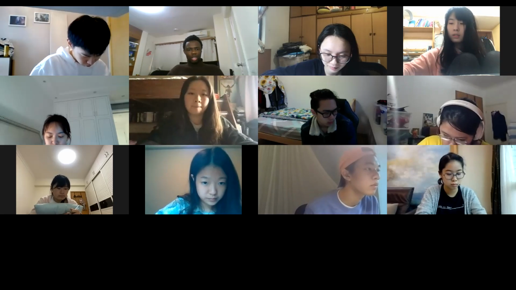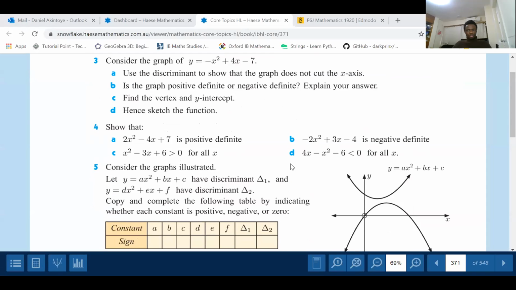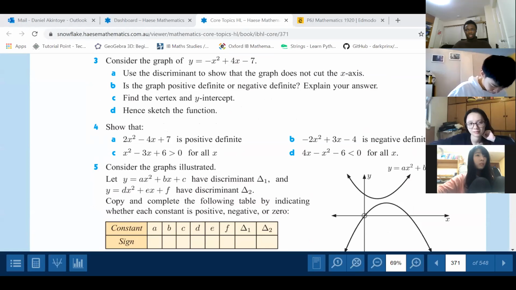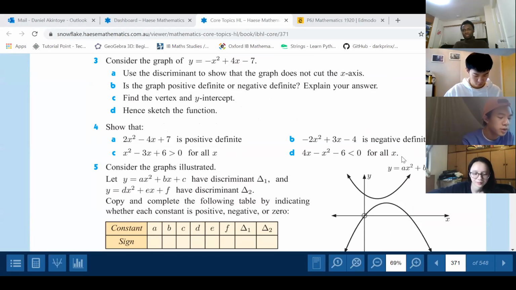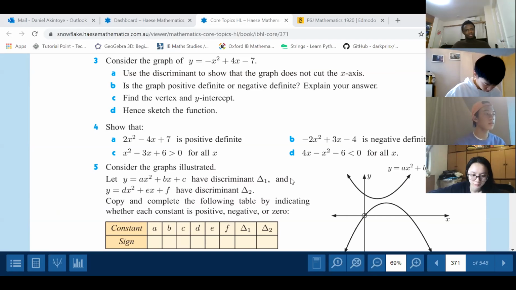So can someone explain to me what this means to them? 4x minus x squared minus 6 less than 0 for all x. What does less than 0 for all x mean? Come on. We don't have all day, guys. It means that it will be negative definite. That's all. It's exactly this. It being negative definite means it will always be negative for all x. So the fact that the words negative definite were not used doesn't mean it is a different question entirely. I hope everybody got that. Please confirm if you understand that, guys.